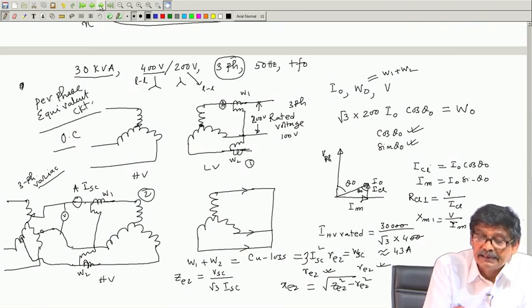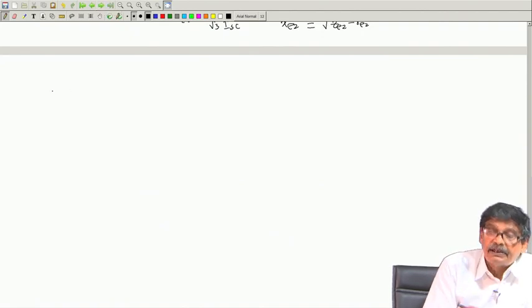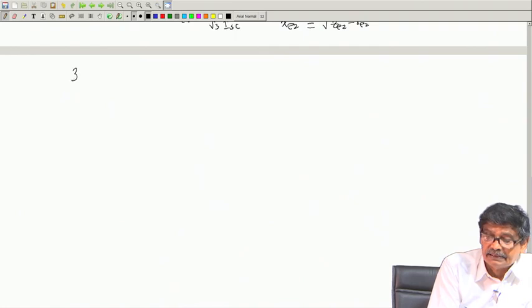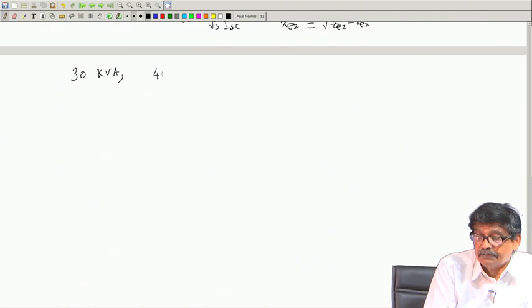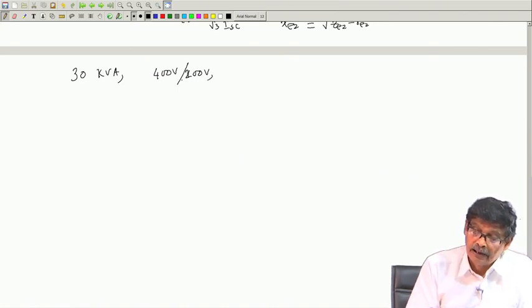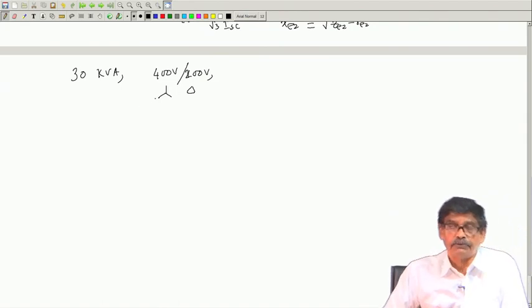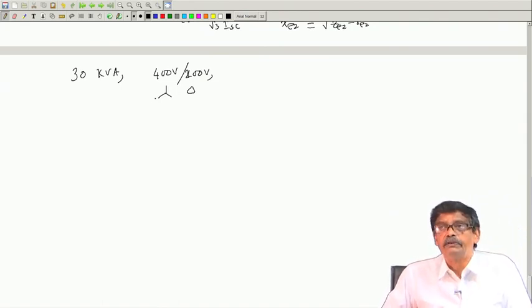Now, suppose I say that the transformer is star delta, okay. Same rating, what I told, 30 kVA. Suppose I say that 30 kVA, 400 volt, 200 volt, and the connection is star delta. Then what do I do? How to draw the equivalent circuit like that?